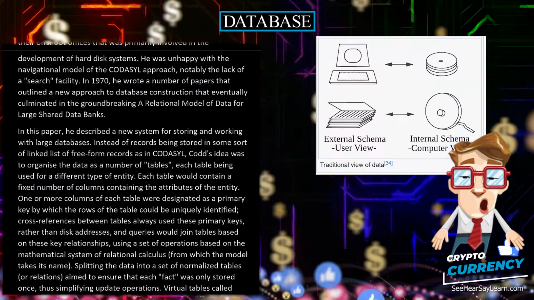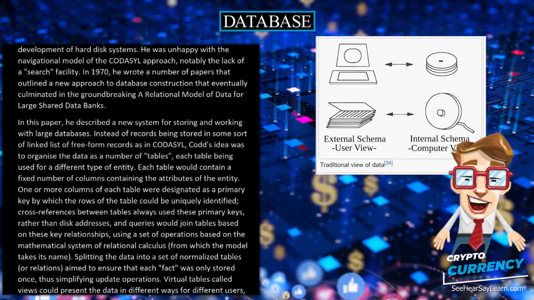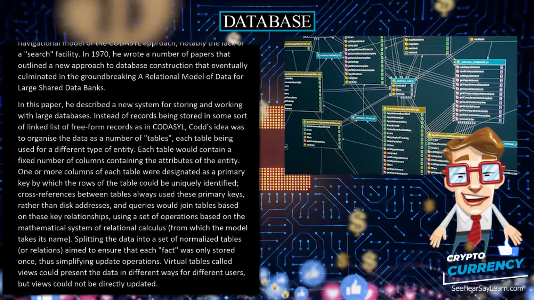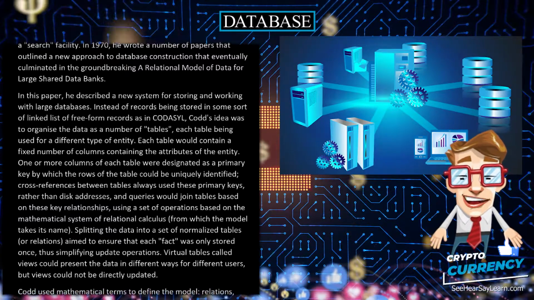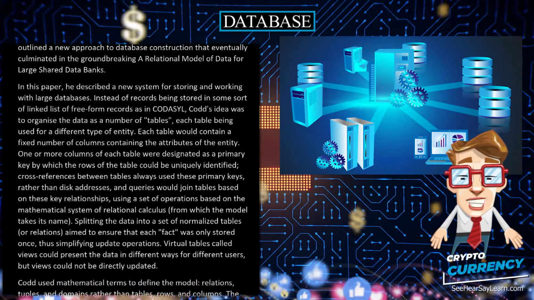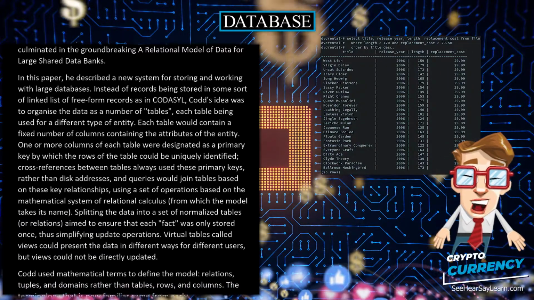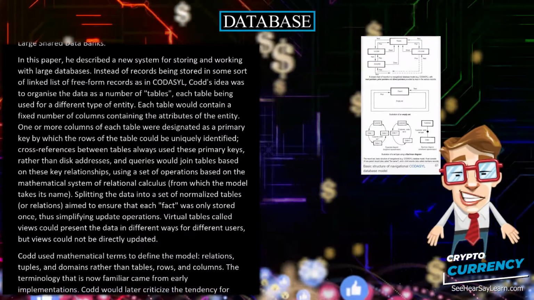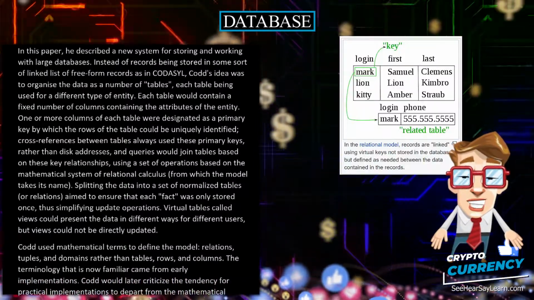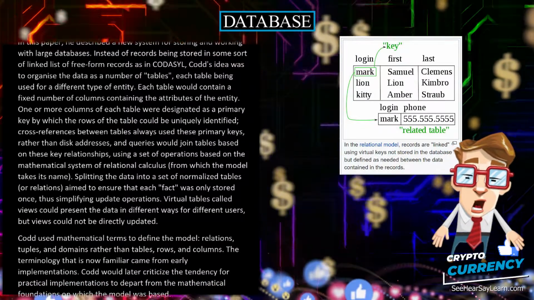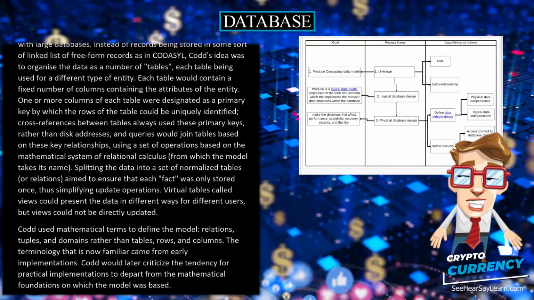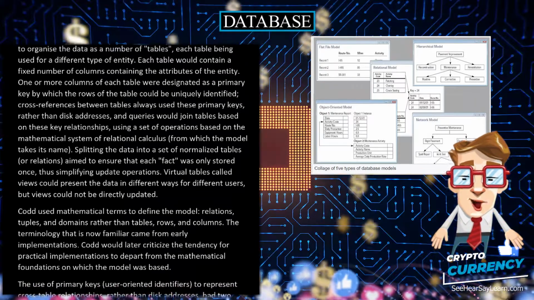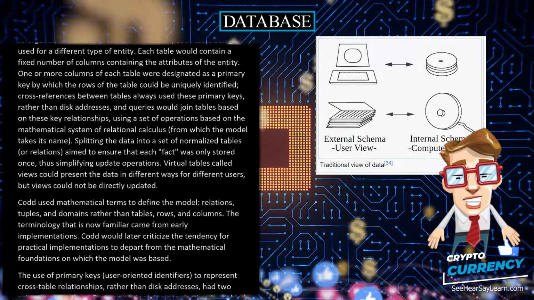Instead of records being stored in some sort of linked list of free-form records as in CODASYL, Codd's idea was to organize the data as a number of tables, each table being used for a different type of entity. Each table would contain a fixed number of columns containing the attributes of the entity. One or more columns of each table were designated as a primary key by which the rows of the table could be uniquely identified. Cross-references between tables always used these primary keys, rather than disk addresses, and queries would join tables based on these key relationships, using a set of operations based on the mathematical system of relational calculus, from which the model takes its name.